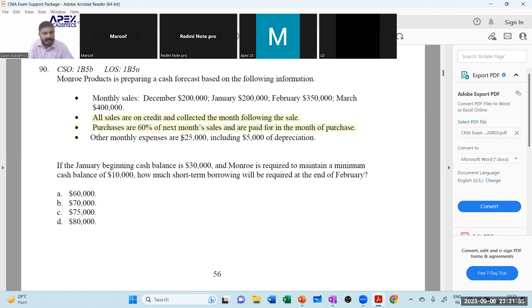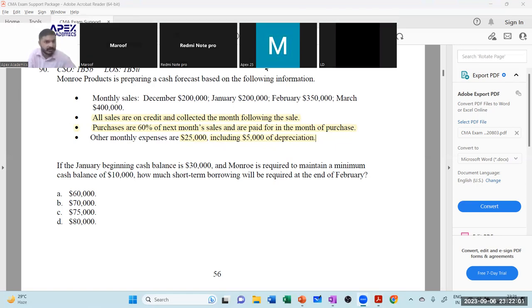Other monthly expenses are 25,000, which includes depreciation. You tell me one thing, depreciation is a cash expense or a non-cash expense? It's a non-cash expense. So while your expenses may be 25,000, what is your cash outflow? It is 20,000. Are we clear about this? Yes or no? This is an important point. I hope you all are understanding. I'm assuming you all are clear with it.